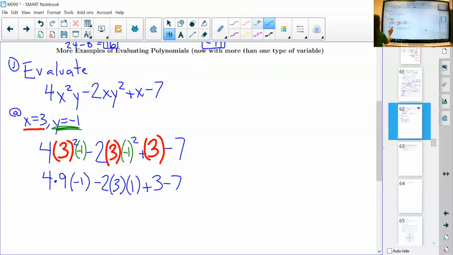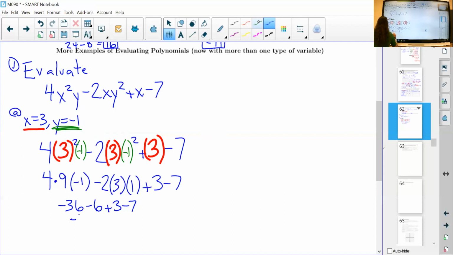Now I'm going to do my multiplications. 4 times 9 times negative 1 is negative 36. Minus 6 plus 3 minus 7. Notice that order of operations says I have to do these in order. If I do 3 minus 7 first, or if I do 6 plus 3 first, for example, if I start with the addition, I'm going to get the wrong answer. We'll see that in a moment. So let's do it the right way.